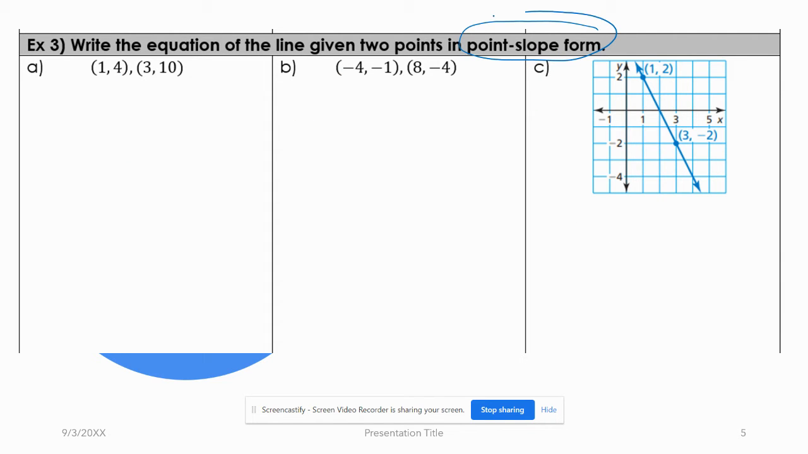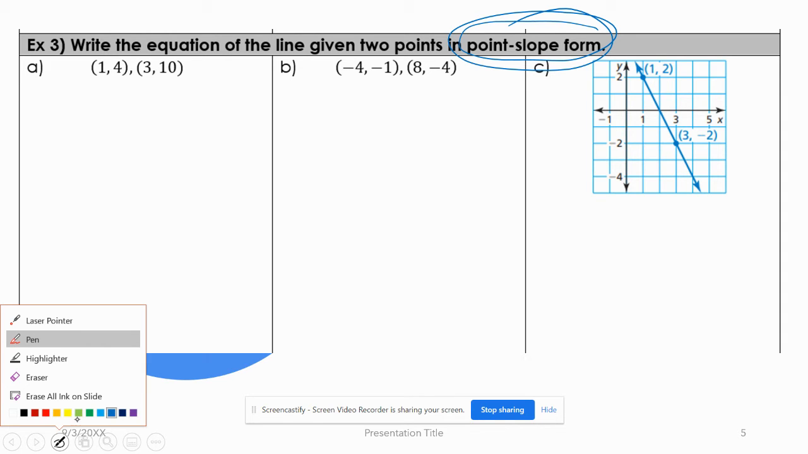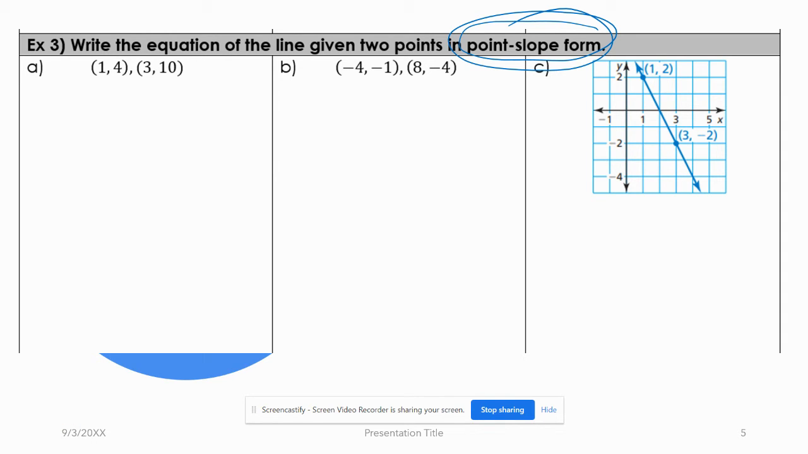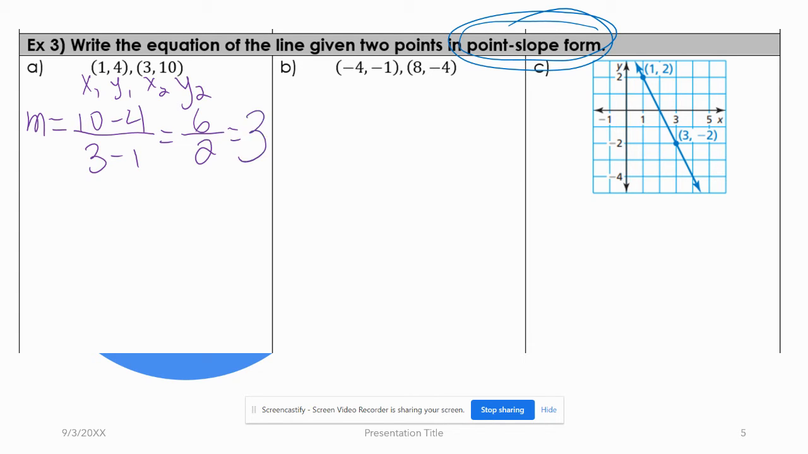We're still in point slope form, but now they aren't giving us the slope. We have to find the slope ourselves. So I'm going to use x1, y1, x2, y2 for slope. 10 minus 4 over 3 minus 1. 10 minus 4 is 6. 3 minus 1 is 2. And that simplifies to 3.